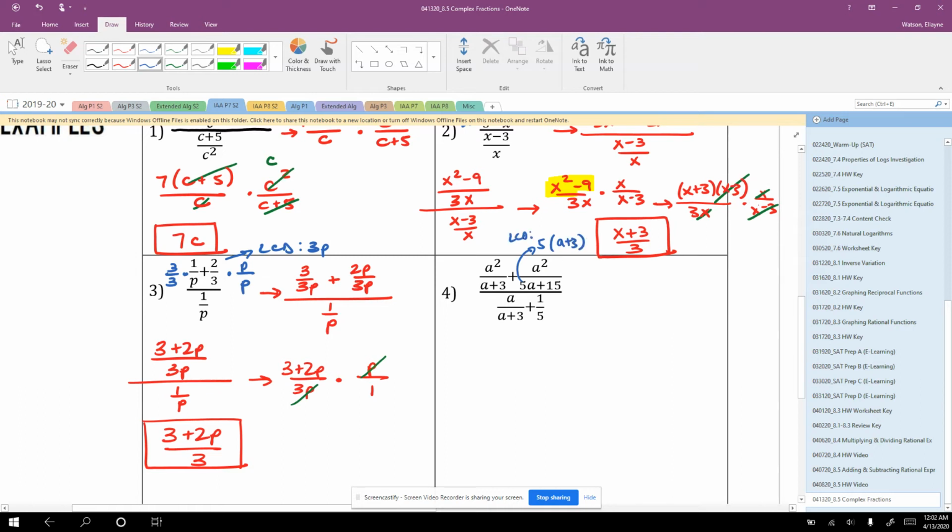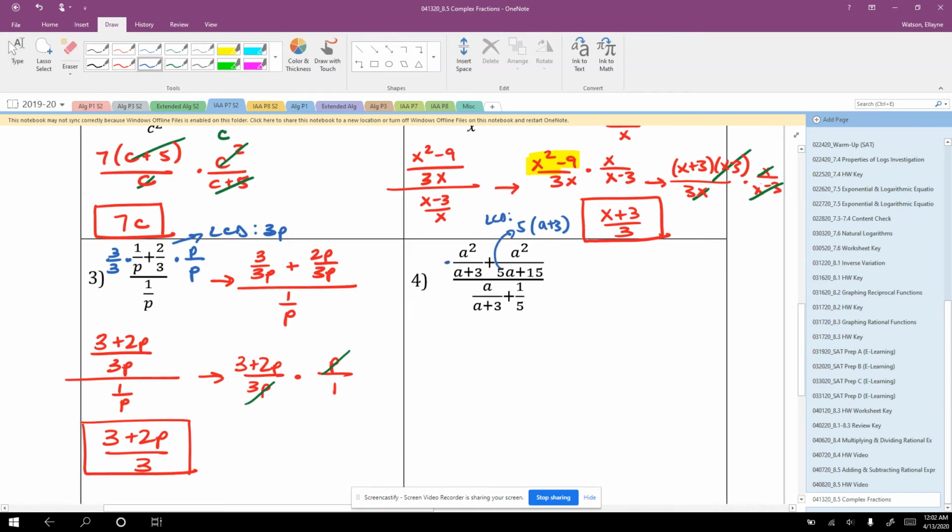So what is missing from the first term is a 5. So we multiply this by 5 over 5. What's missing in the second term? Nothing, right? The denominator already has the LCD. Okay, let's look at the bottom. Our LCD over here is also going to be 5 times a plus 3. So again, what's missing from the left term is 5, so we multiply by 5 over 5.